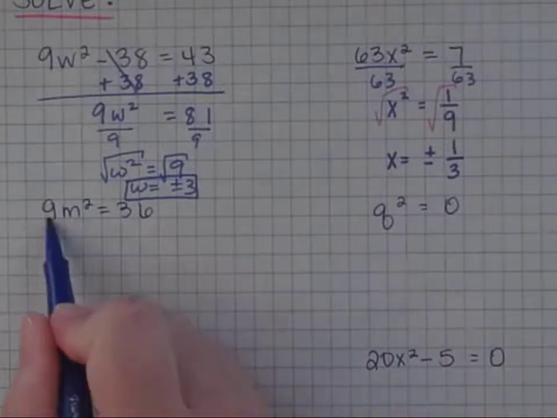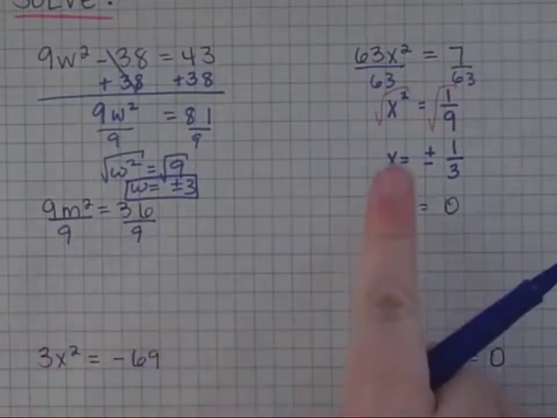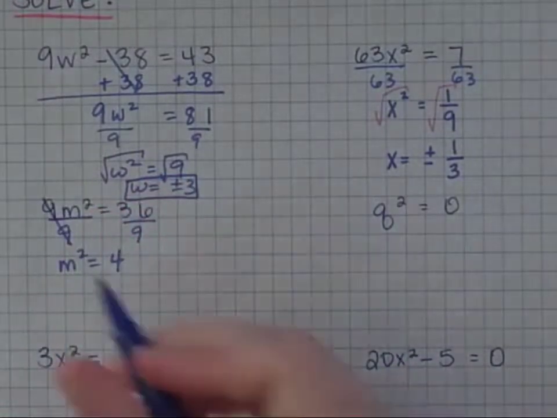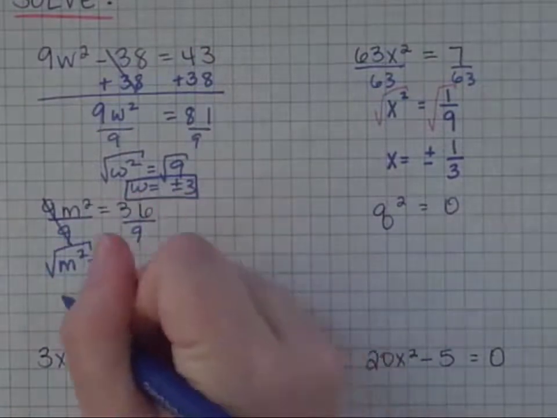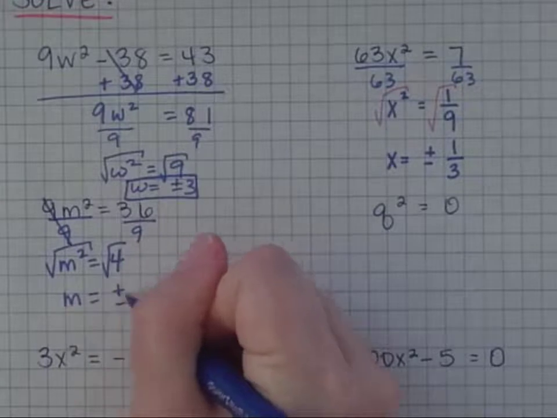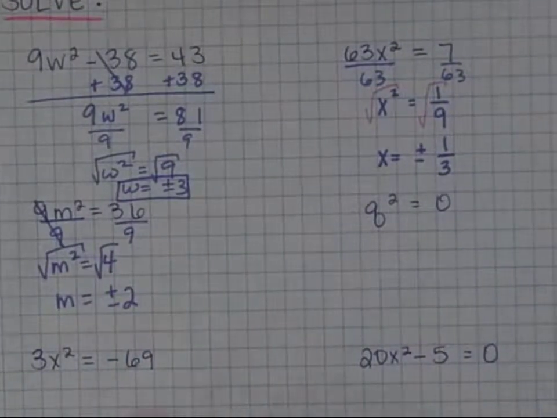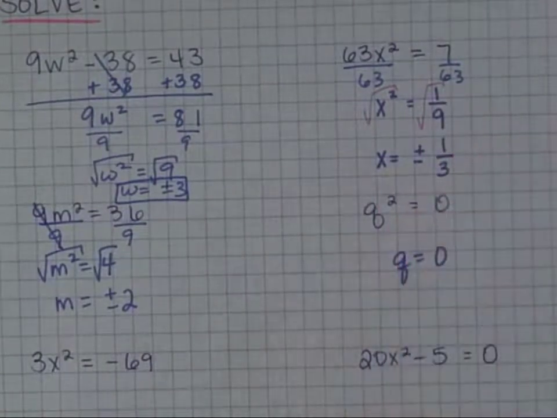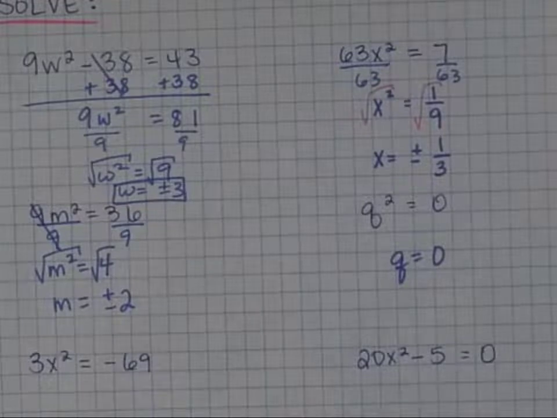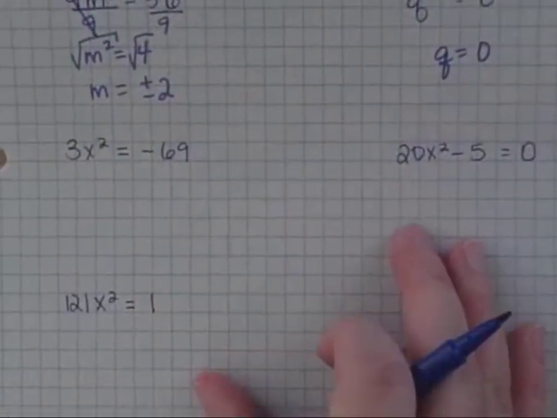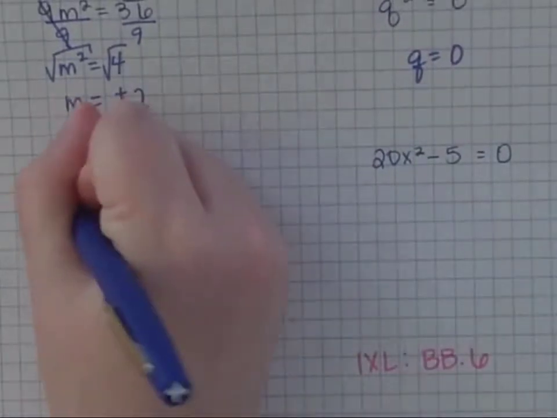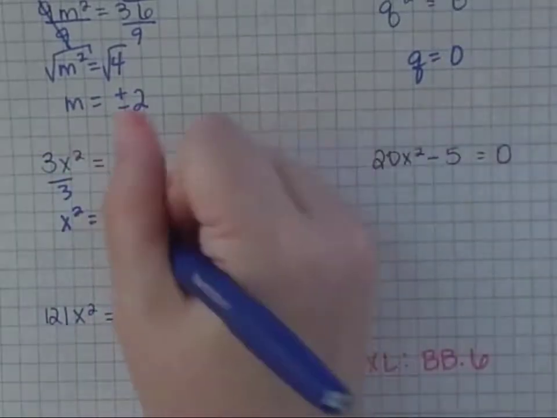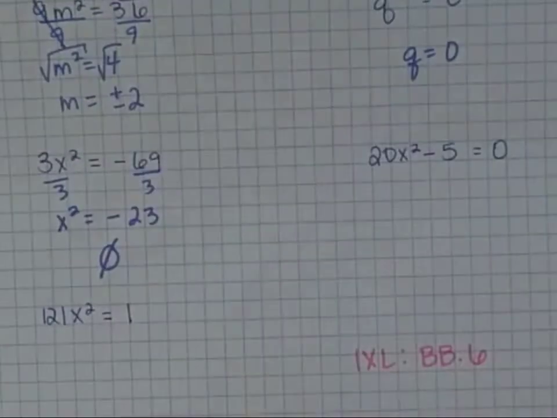So this should be similar, except we're ending up not having a fraction. M squared equals 4. So square root both sides. M equals positive and negative 2. You see something like this, we know that there can only be one value as my answer. To get x by itself here, gotta divide by 3. X squared equals a negative number, so there are no solutions.